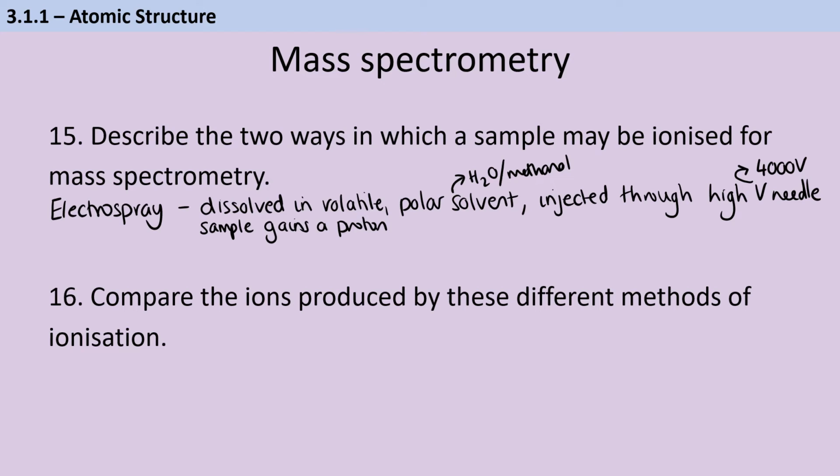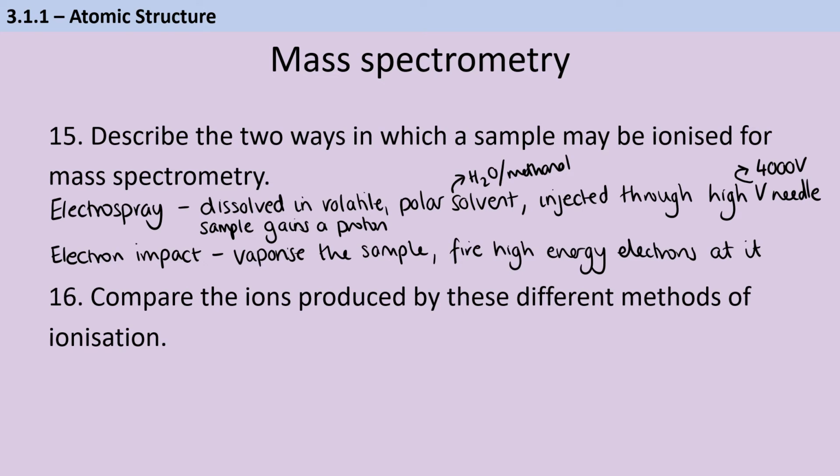Our second way of ionising the sample would be electron impact, and in this the sample is vaporised, and then we fire high energy electrons at it, and these basically knock off an outer shell electron, so it still becomes positively charged, but the mass doesn't change.